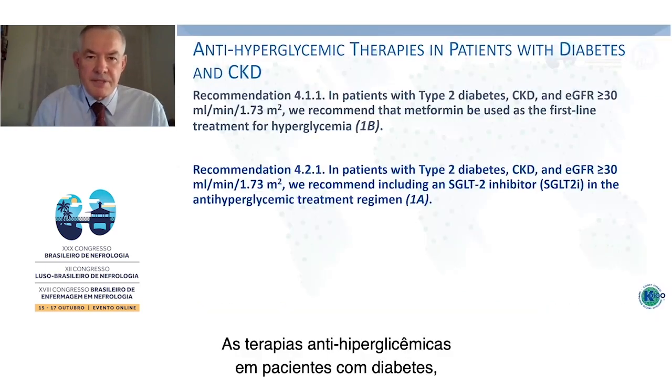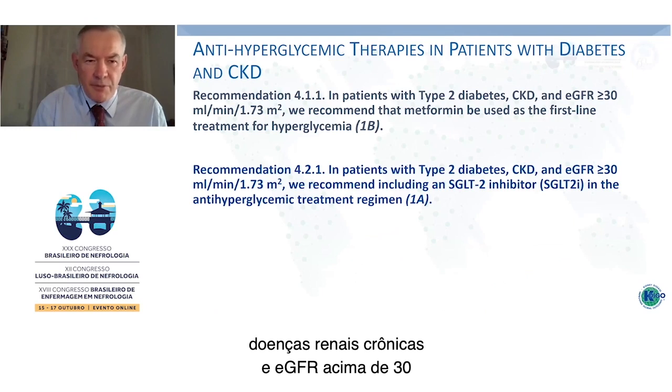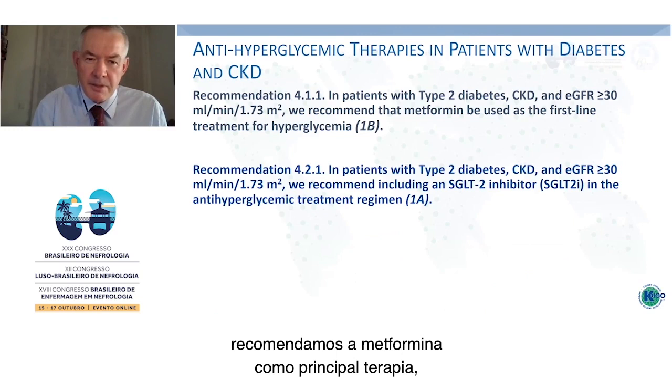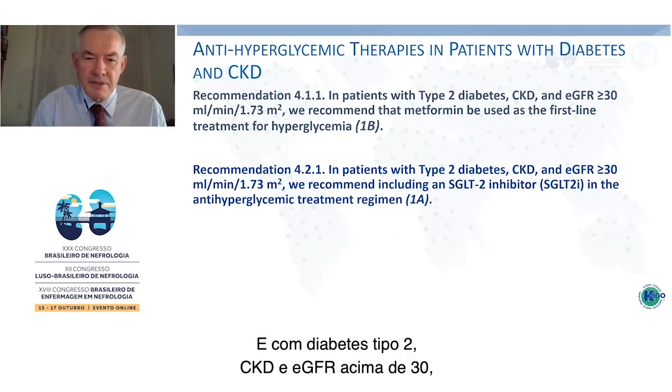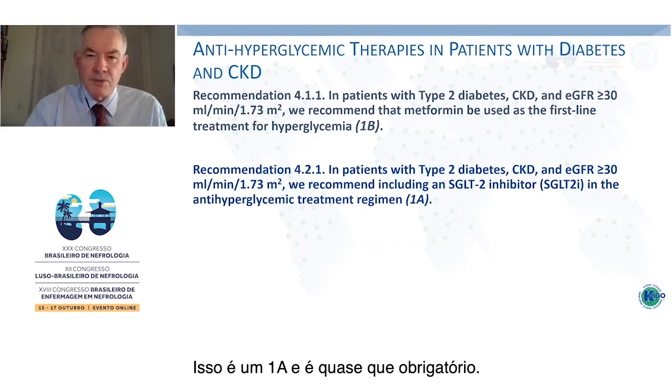On antihyperglycemic therapy in patients with diabetes, the recommendation is that in patients with type 2 diabetes, chronic kidney disease, and eGFR above 30, we recommend that metformin is used as first-line therapy. And with type 2 diabetes, CKD, eGFR above 30, and cardiovascular disease, we recommend including an SGLT2 inhibitor in the antihyperglycemic treatment regimen. And this is a 1A that's close to a must.